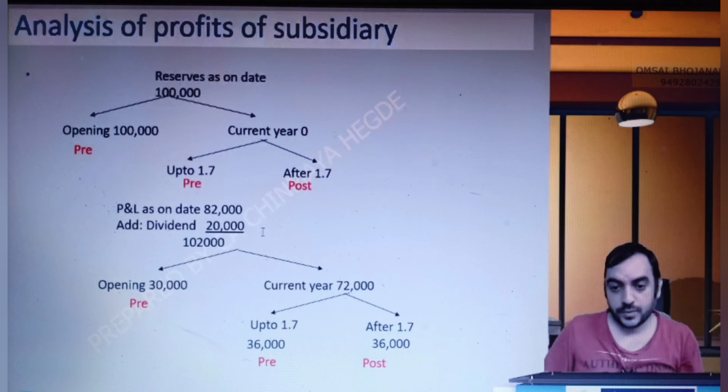Okay, hope you're able to get it. Let's see if you're able to get the number. Balance sheet total 43,180, right? Okay, let me just give you the numbers, how it comes.